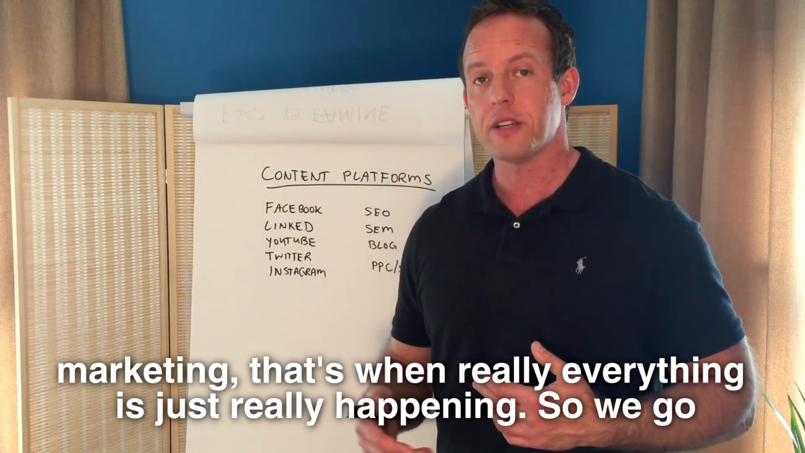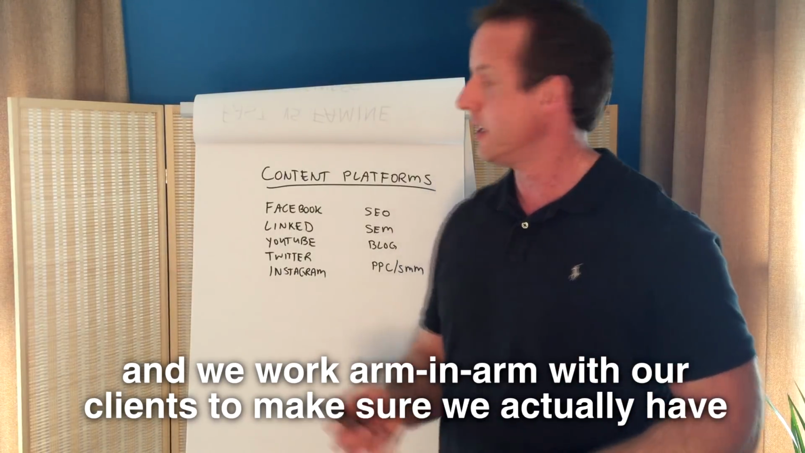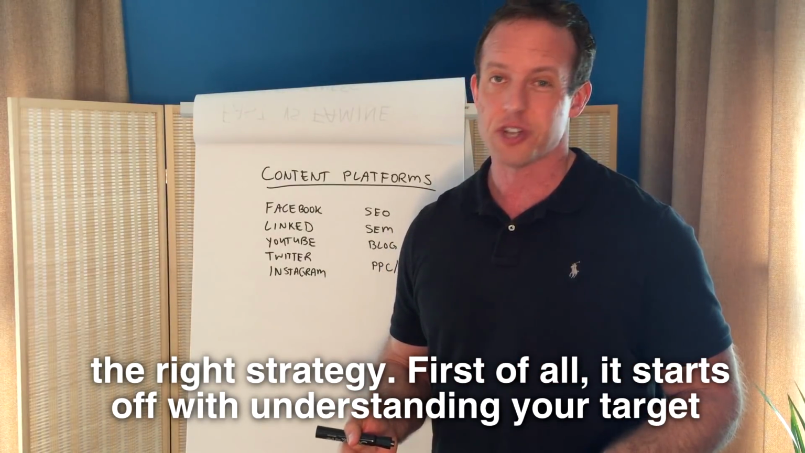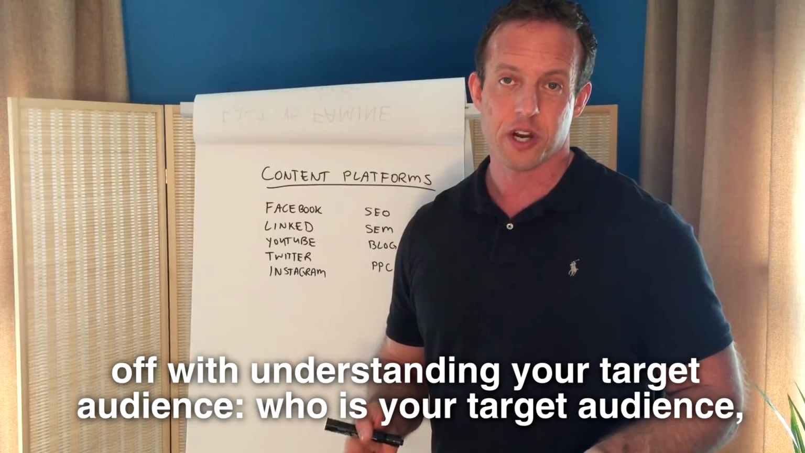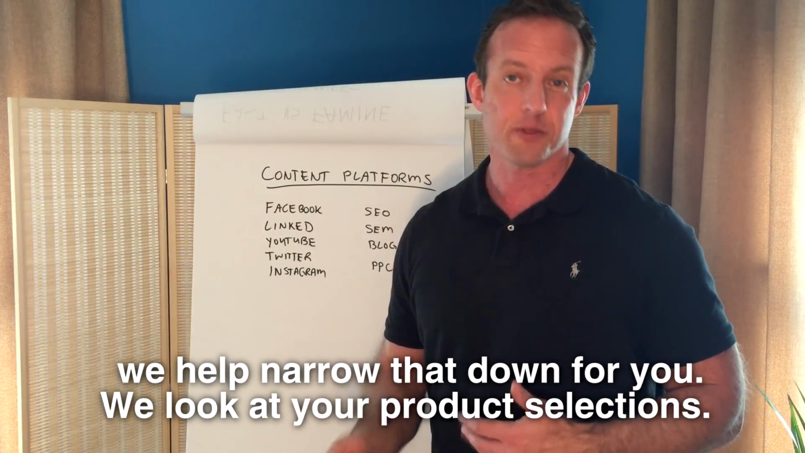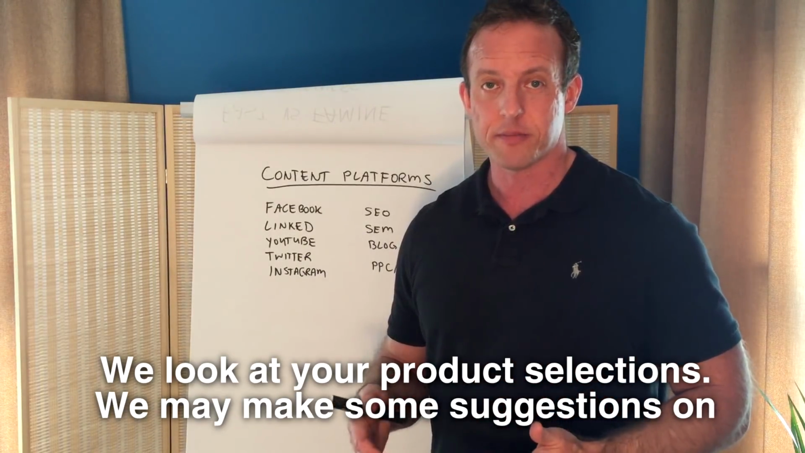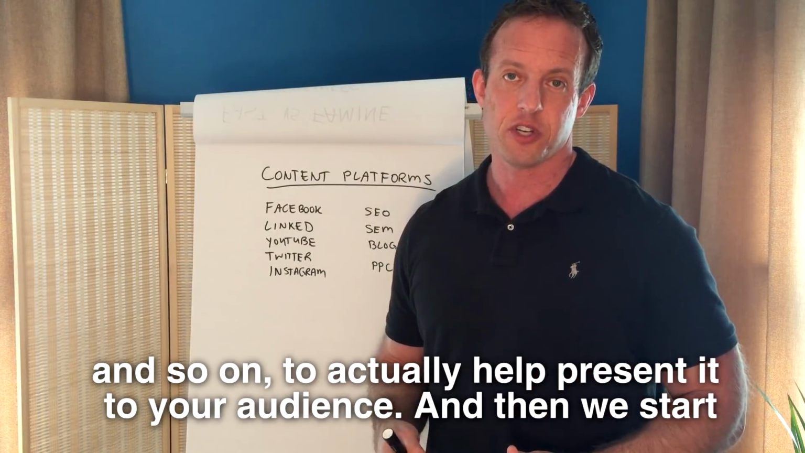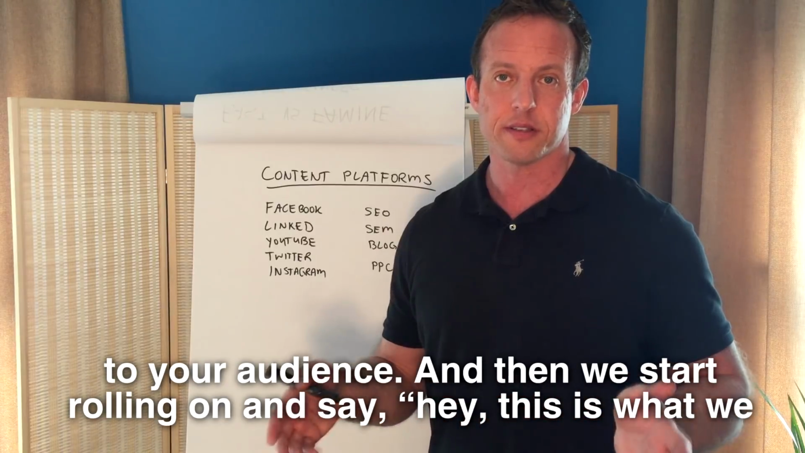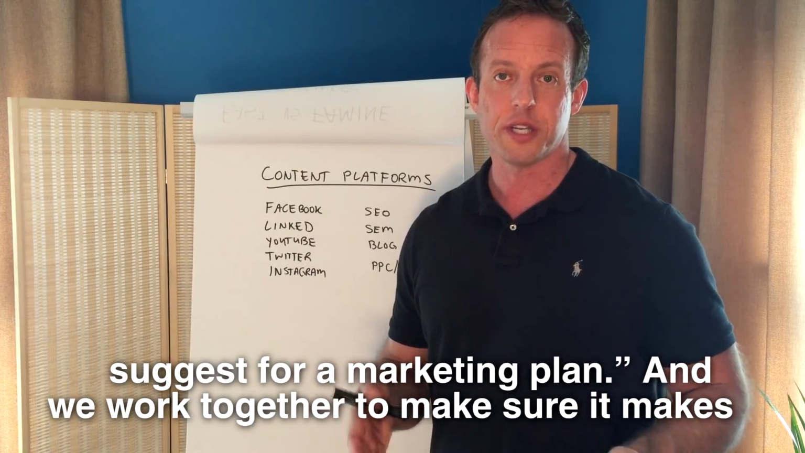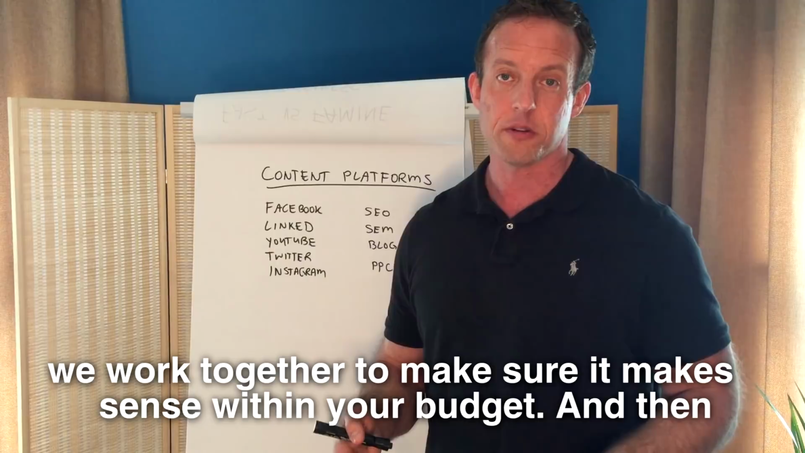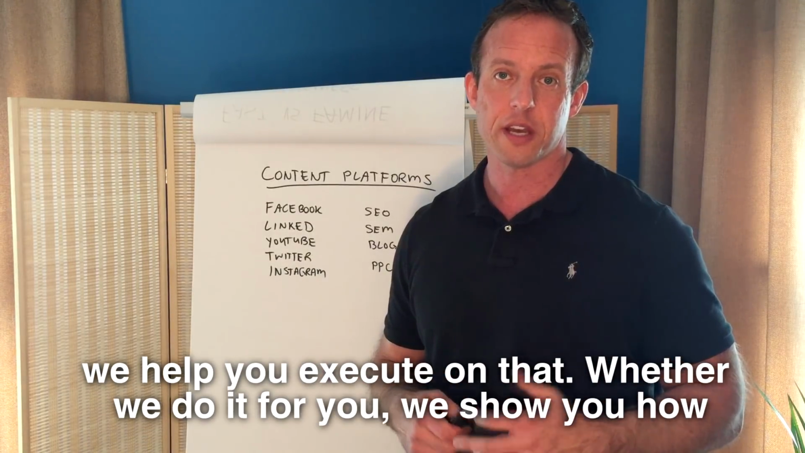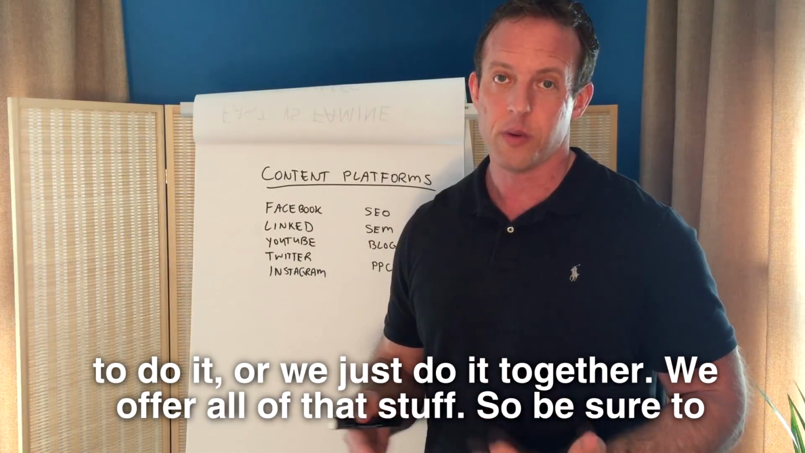We work arm in arm with our clients to make sure we have the right strategy. First of all, we start with understanding your target audience. Who is your target audience? We help narrow that down for you. We look at your product selections and make suggestions on how to maybe repackage them to present them to your audience. Then we start rolling out what we suggest for a marketing plan. We work together to make sure it makes sense within your budget, and then we help you execute it, whether we do it for you, show you how to do it, or do it together. We offer all of that.